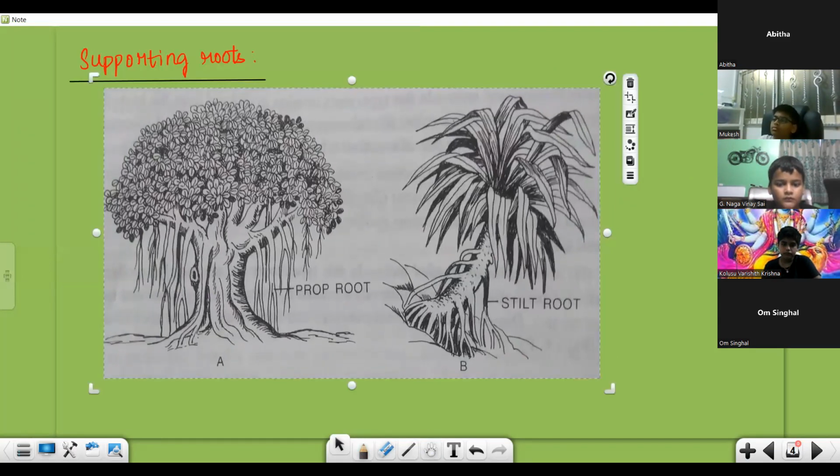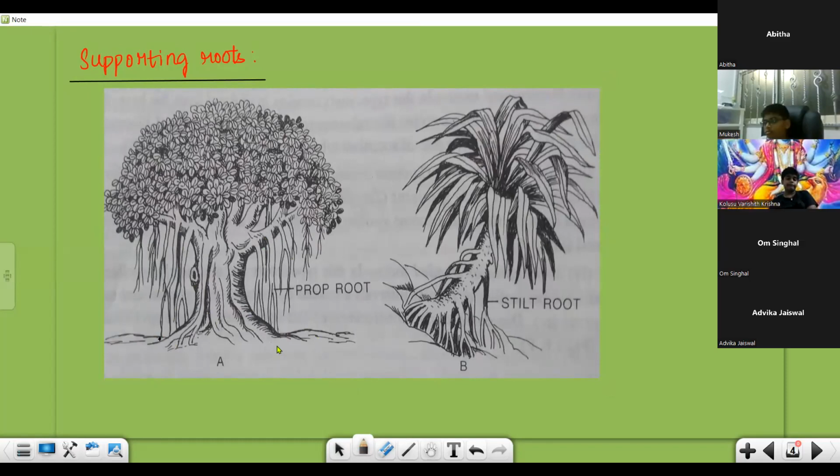Prop roots. Can you see the roots, how they are coming from the stem? This root goes into the soil, and they again come up. They will fully go down and make a new plant. You can use that. People use these roots for different things. In villages, the children will play with this, right?